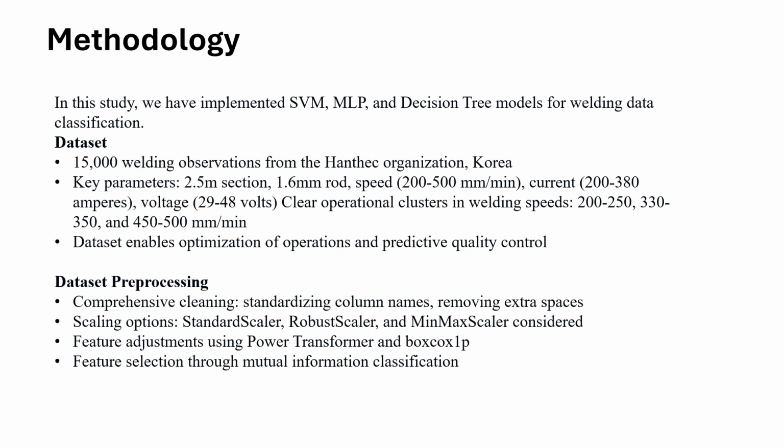1.6 millimeter rod, and the speed is 200 to 500 maximum and minimum, current 200 to 380 amperes, voltage 29 to 48 volts, clear operational cluster in welding speeds 200, 250, 330, 350 and 450 to 500 maximum and minimum. The dataset enables optimization of operations and predictive quality control.